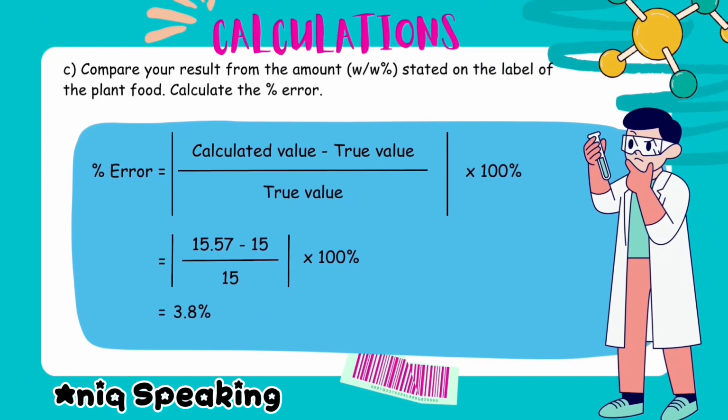C. Compare the result from the amount, weight over weight percent, stated on the label of the plant food. Calculate the percentage error. Formula of percentage error is modulus of calculated value minus true value, divided by true value, times 100. Calculated value is 15.57. True value is 15. So the answer of percentage error is 3.8%.